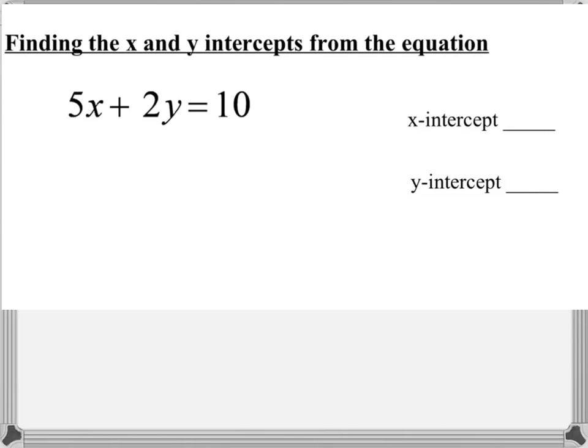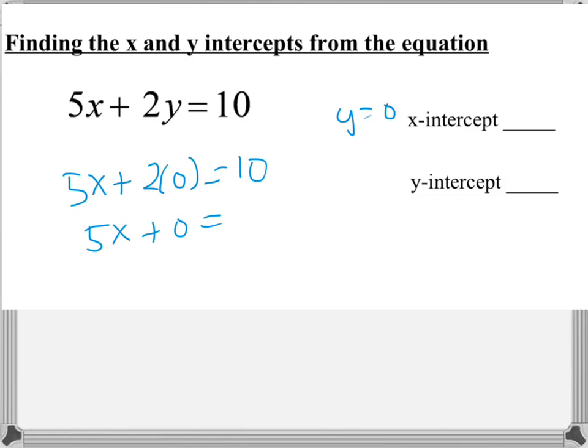Okay, so let's try another problem here. I give you an equation in standard form, and you have to find the x and y intercepts. Let's use method number 1 for this one. To find the x-intercept, you set y equal to 0. This might be a point where you want to stop the video and try this on your own to get some practice on this. Okay, so 5x plus 2 times 0 equals 10.